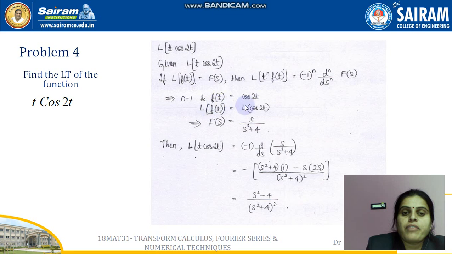Laplace transform of f of t is the Laplace transform of cos 2t, which is s divided by s square plus 4. For Laplace transform of t cos 2t, we are going to use the property which is minus 1 to the power of 1 because n is equal to 1 here, d power 1 by ds power 1, that is the first differentiation of f of s, and the f of s expression is s by s square plus 4. So differentiate this with respect to s. You need to apply the quotient rule, that is the u by v formula, and on simplifying you get s square minus 4 by s square plus 4 the whole square. So this is how we need to solve all.